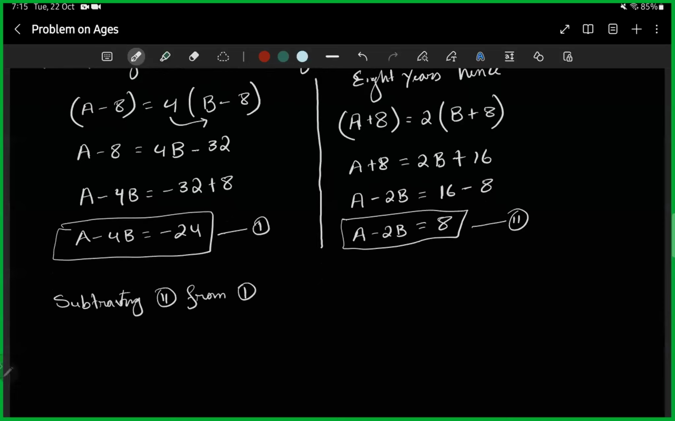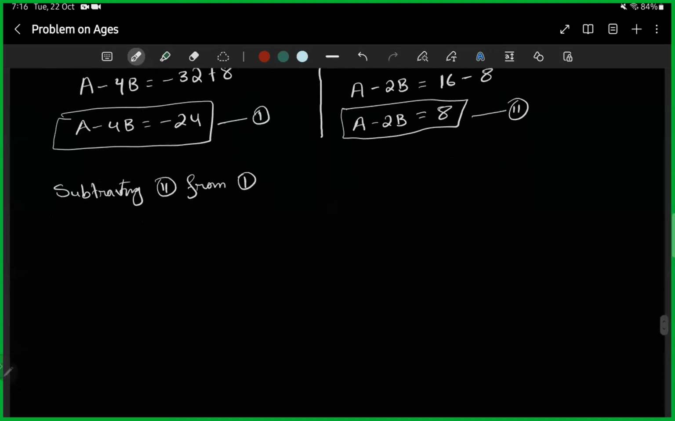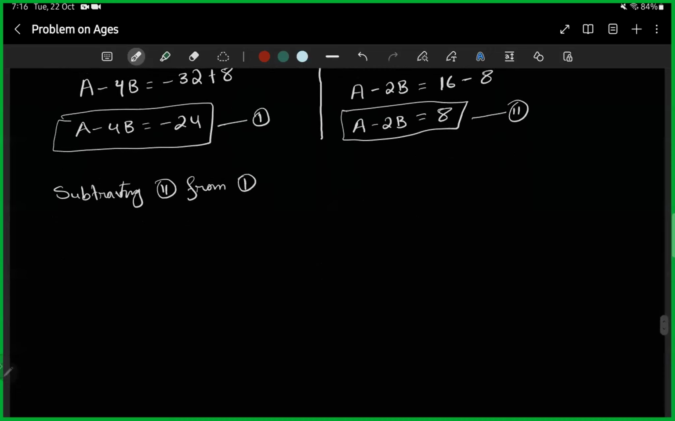From 1. Yesterday I was not writing this down, but in the last few questions I solved, I was doing the same thing, subtracting this 2 from 1. So I'll just rewrite the whole thing here. A minus 4B equals minus 24, and then bringing this down, we are going to subtract this one. So I write this as A minus 2B equals 8.